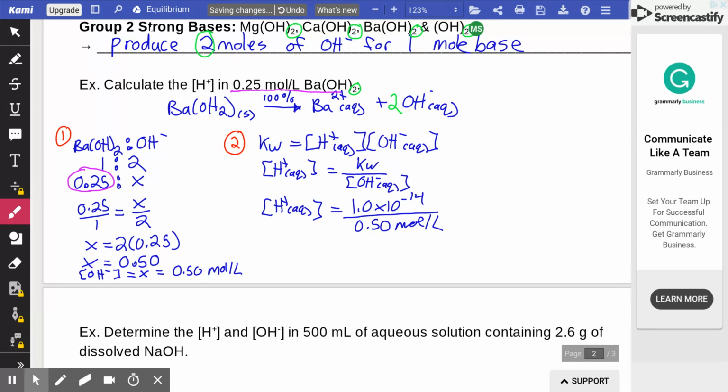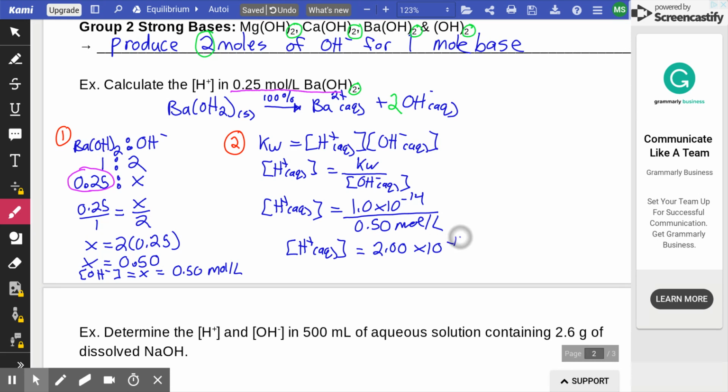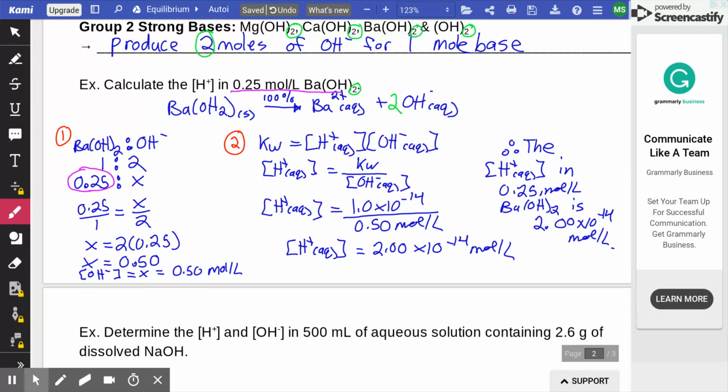So we sub in our values, we do the math, and we get our hydrogen ion concentration equals 2.00 times 10 to the negative 14 mole per liter. We'll finish this off with a therefore statement. Therefore, the hydrogen ion concentration in 0.25 mole per liter barium hydroxide is 2.00 times 10 to the negative 14. Now those zeros are significant, so you can't drop them. You need to include them.